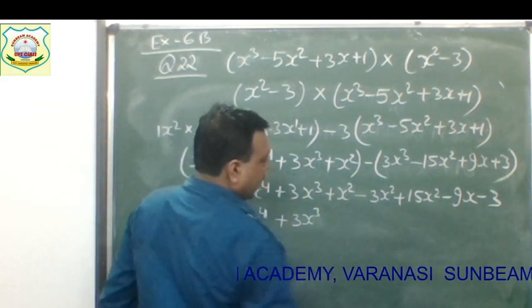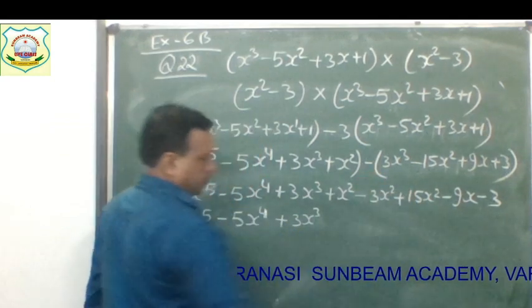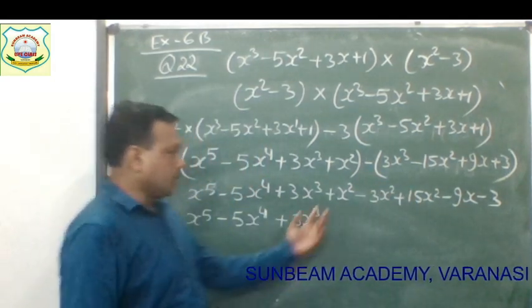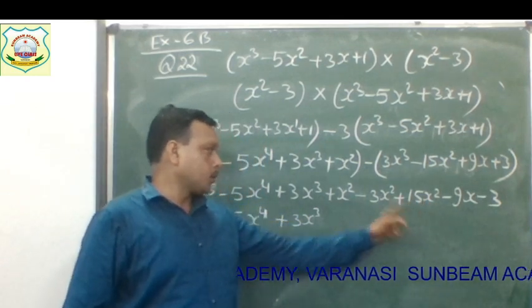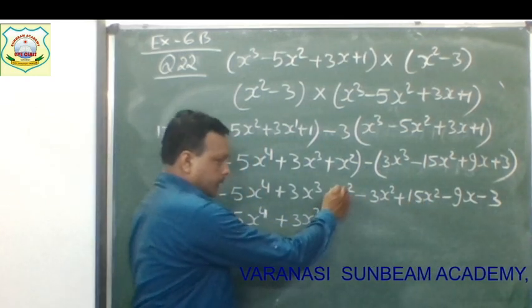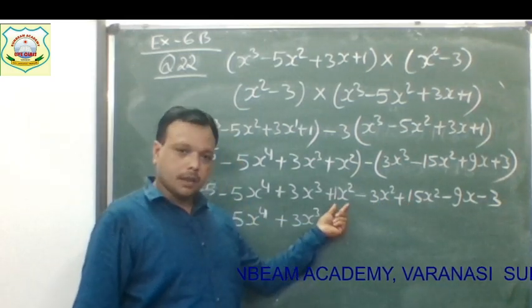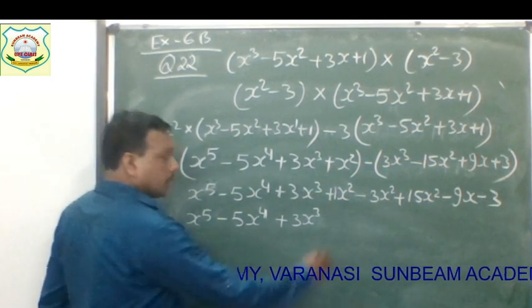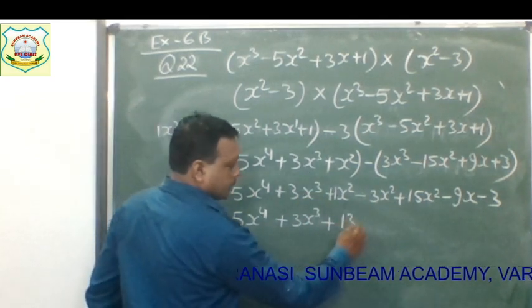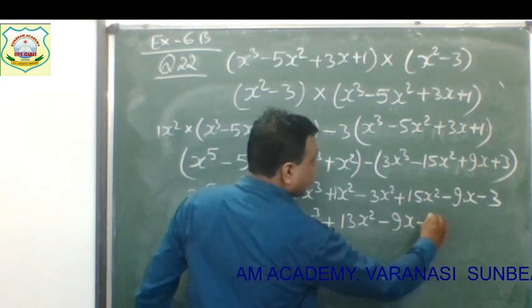Now the x square terms: x square plus x square, minus 3x square, plus 15x square. What will we do? The variables are the same. Plus 15x square plus 1x square we can write here. So 15 plus 1 is 16, 16x square. And 16 minus 3 is 13, so 13x square. Minus 9x, plus minus 3.